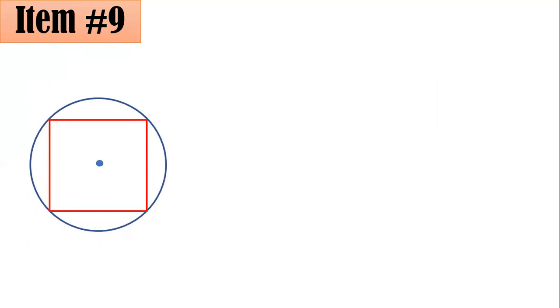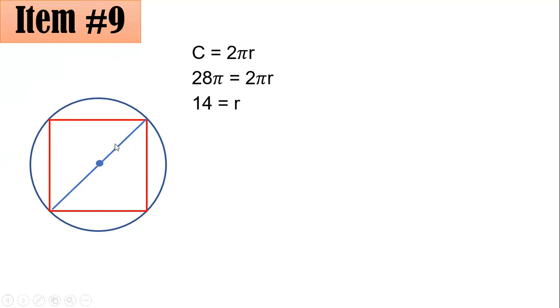So we have here the square lying completely inside the circle, and the 4 vertices of your square are also 4 distinct points on the circle. From here, we know that circumference is 2 pi r. And knowing the circumference to be 28 pi, by substitution, 28 pi equals 2 pi r, and dividing both sides by 2 pi, we have the value of the radius, which is 14. So therefore, if you have this one, this is 14, and this one is also 14.